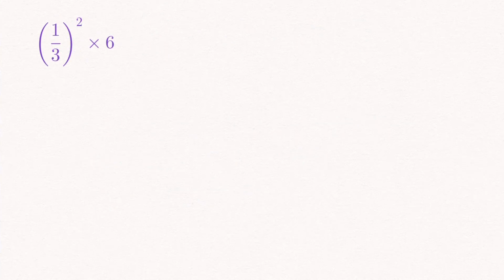Here is my last question for today's lesson. I have 1 over 3 surrounded by parentheses raised to the power of 2. Then we will times it by 6. So the first thing we have to do is get rid of the parentheses and the power. And the way to do that is to expand it.